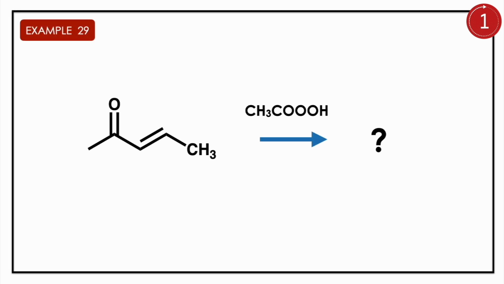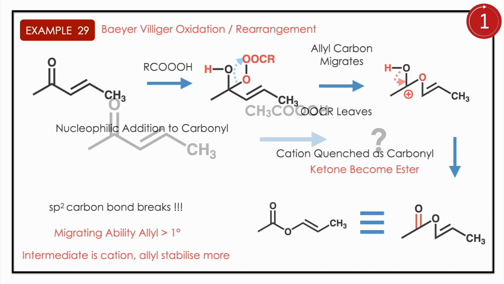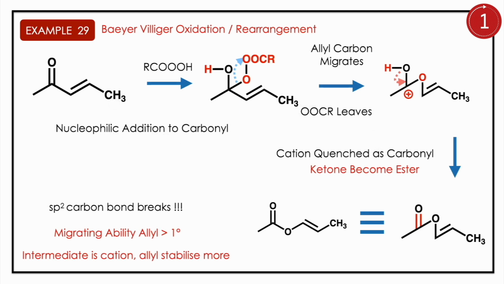Then the next example. Here you have a ketone, with a methyl group on one side and on the other side an alkene, that is an alpha beta unsaturated ketone with a methyl group on the side. You are using the peracid. You should find what will be the final product. Here the question is all about migrating ability, but we will go by the basics.